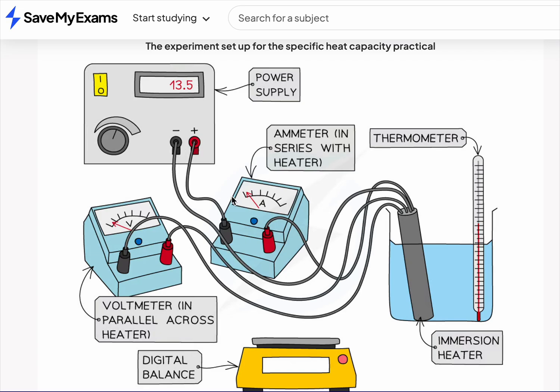So the ammeter, immersion heater, and the power supply are in series, and then the voltmeter is added in parallel to, in this case, the immersion heater, to see how much voltage it's using. Okay, over here you'll notice that the immersion heater is not fully submerged in the water, so some of the heat is escaping into the surroundings.